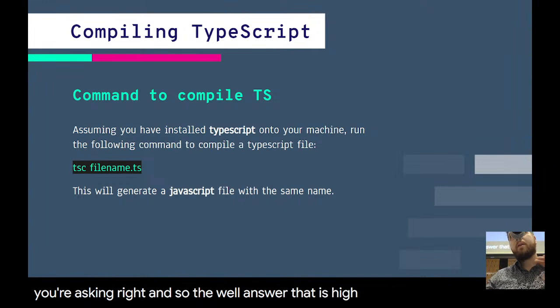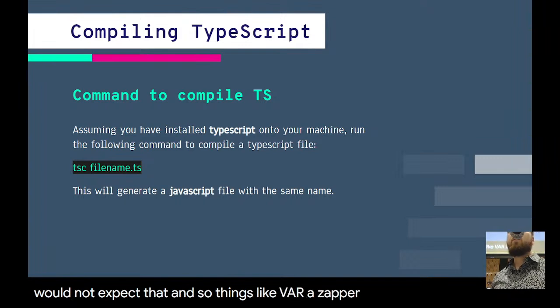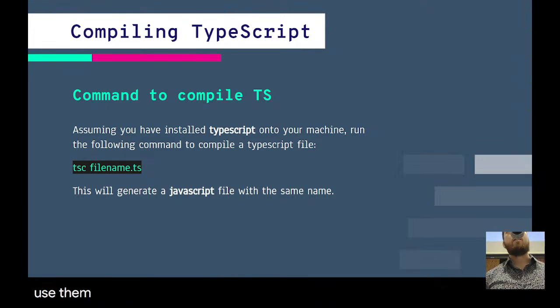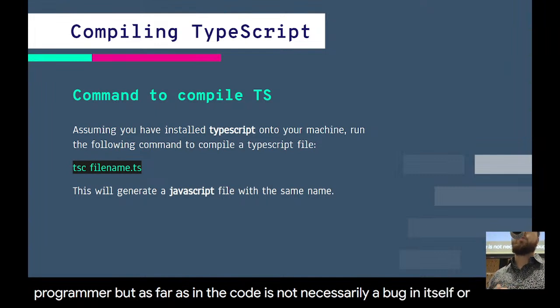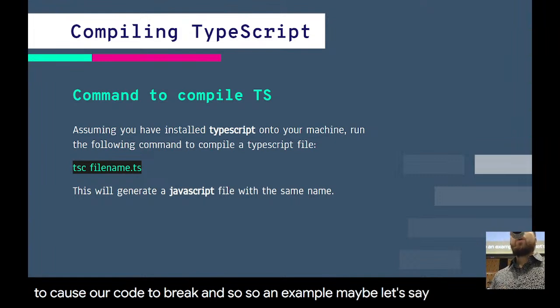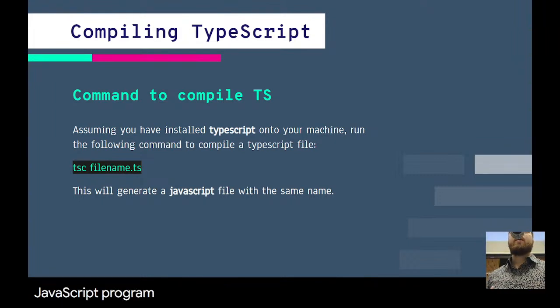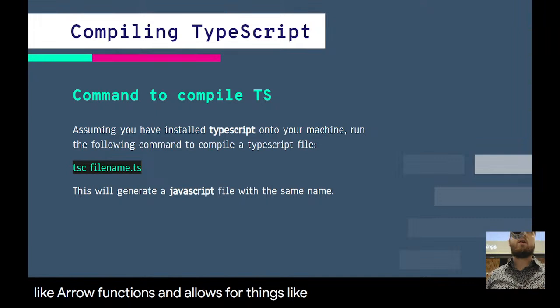And so the way I'll answer that is, hypothetically, maybe something could go wrong with it being compiled, but generally speaking, I would not expect that. And things like var, as a programmer, we're not going to use them. Typically, probably never. But as far as in the code, it's not necessarily a bug in itself, or it's not going to cause our code to break. An example: let's say we write a JavaScript program and it's using the newer ES6 syntax, which allows for things like arrow functions and things like const and let.